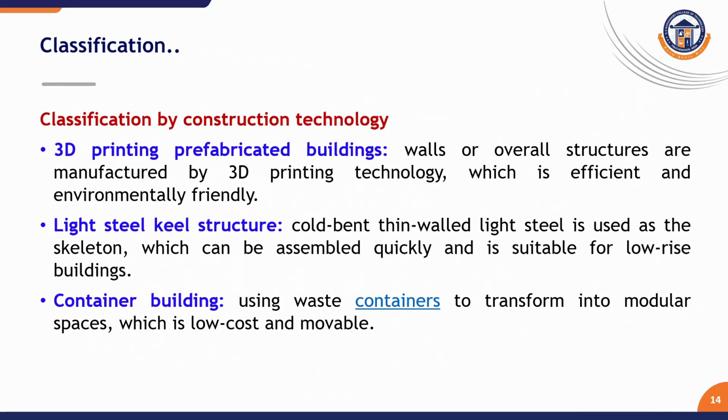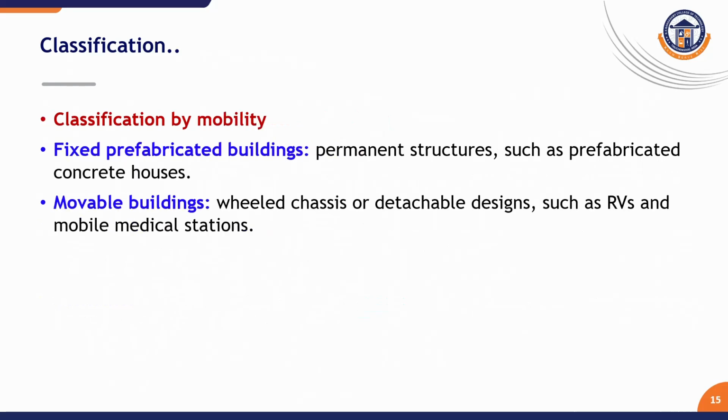The classification based on construction technologies is 3D printing prefabricated buildings, light steel keel structures, and container buildings. In 3D printing prefabrication, we have fast and eco-friendly wall or structural printing. Whereas in light steel keel structures, thin sheet elements are assembled quickly. In container buildings, shipping containers are converted for modular spaces. The classification based on mobility is fixed buildings as well as movable buildings. A fixed building is a permanent structure and a movable building is a wheeled or detachable design like mobile medical stations.